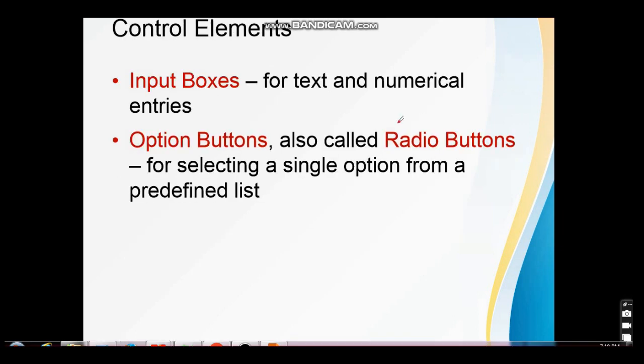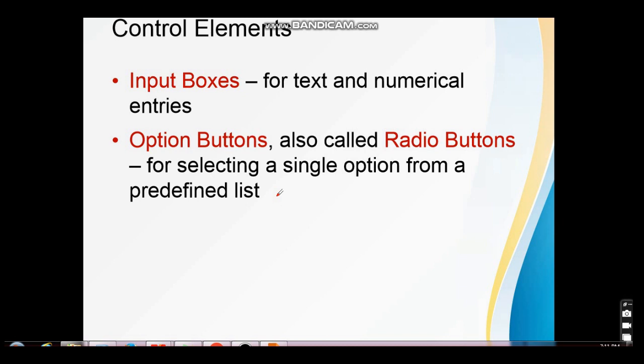Now, the control elements of the form is what? Very first one here is input boxes, for text and numerical entries. When we want a user to input data in the form of text or any numerical value, then we make use of this input box. Option buttons, also called radio buttons, for selecting a single option from a predefined list. When we want to select like male or female, only one single option can be selected over here.